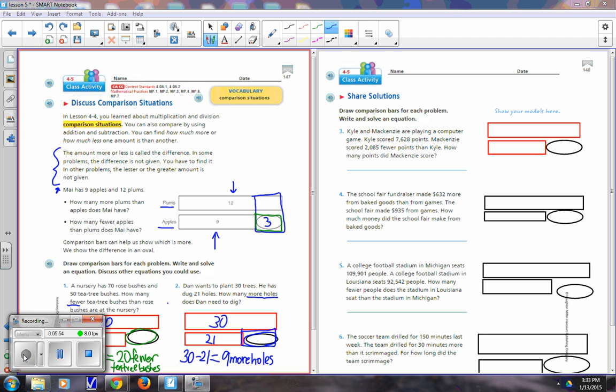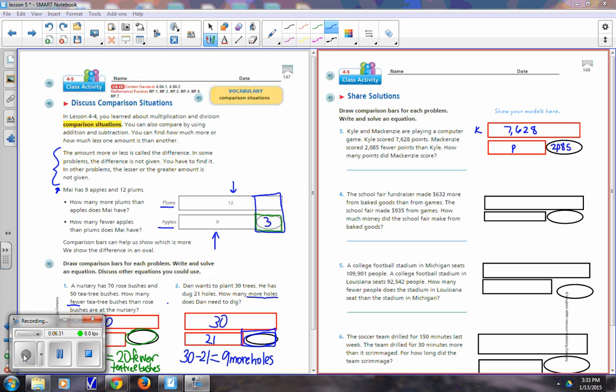So we can't fill in the boxes the way we've been filling them out. We know how much Kyle scored. Kyle scored 7,628 points. Okay. Mackenzie scored 2,085 fewer points than Kyle. So that would be this bubble right here. Fewer. Because we don't truly know how many points Mackenzie has scored.